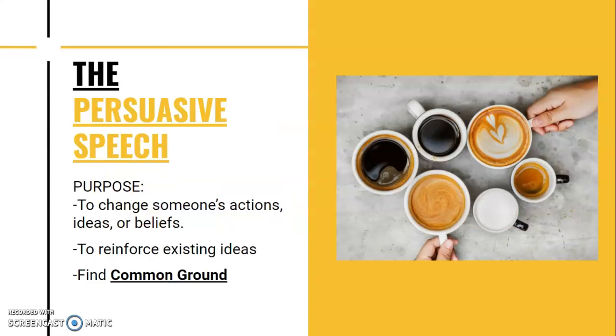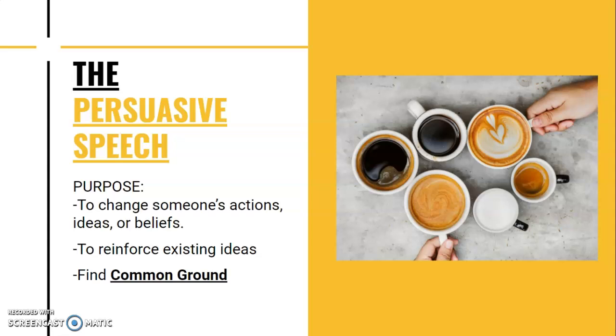The next speech is the persuasive speech. So different from an informative speech, the purpose is to change someone's actions, ideas, or beliefs. With an informative speech, you don't necessarily care what they believe in. You're just there to teach them about a topic. Persuasive, you want to change their behavior or change their beliefs about something.